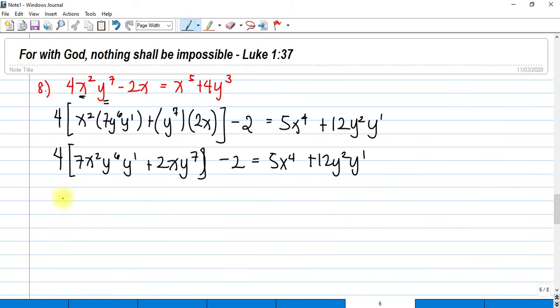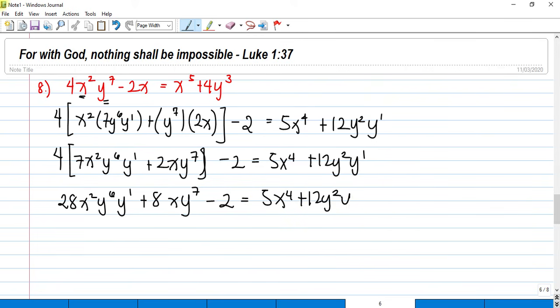So distribute the 4. I have 28x squared y raised to 6 y prime plus 8xy raised to 7 minus 2 is equal to 5x raised to 4 plus 12y squared y prime.